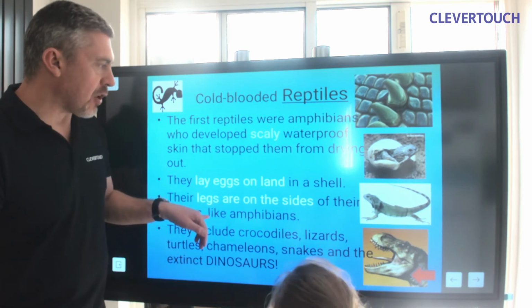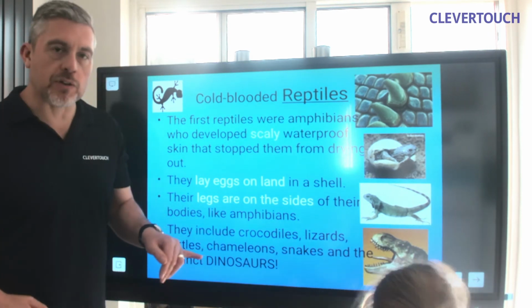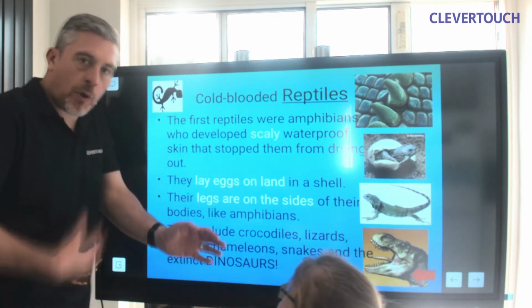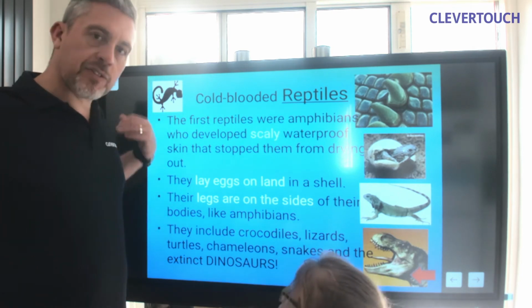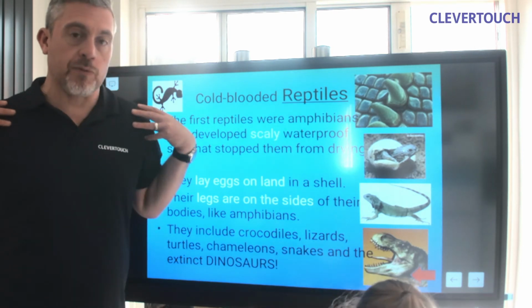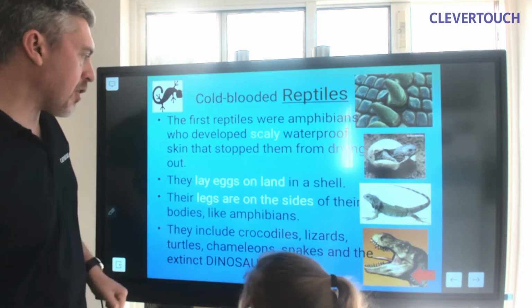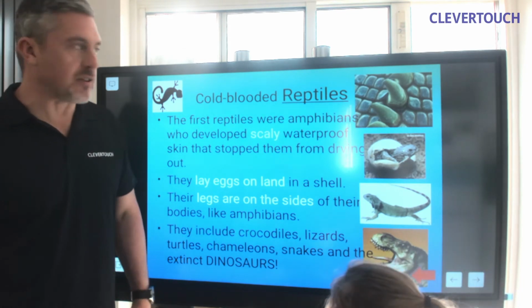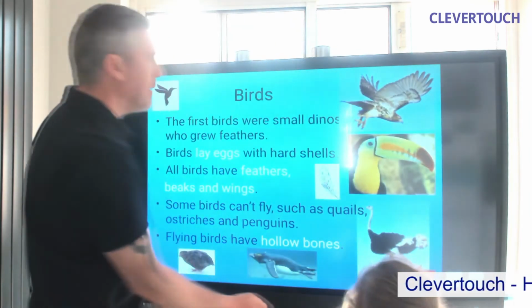Their legs are on the sides of their bodies, like amphibians. So, unlike a dog, whose legs are under its body, reptiles and amphibians have legs that come out of the side of their bodies, a bit like our arms do on us humans. Okay, they include crocodiles, lizards, turtles, chameleons, snakes, and the extinct dinosaurs. Okay, let's have a look at the next animal group.